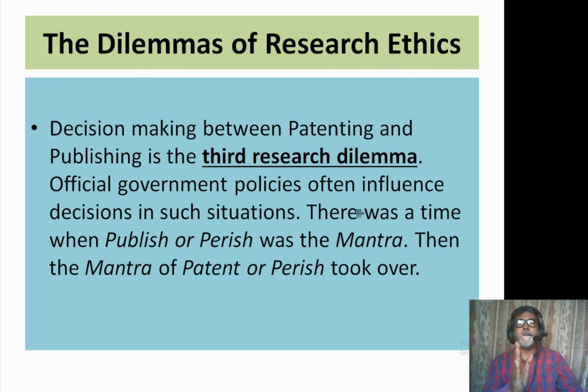So decision making between whether you go for a patent or you publish is the third research dilemma. So I talked about the first and second. Now I am talking about the third research dilemma. That should you patent or should you publish? Official government policies often influence decision in such situation. There was a time when publish or perish was the mantra, that either you publish or you just perish. Then the mantra is patent or perish. If you have no patent, you are going to perish, and I am not going to fund you. I am not going to fund you means the funding agencies will not fund you. So there is another dilemma, and that is the third research dilemma.